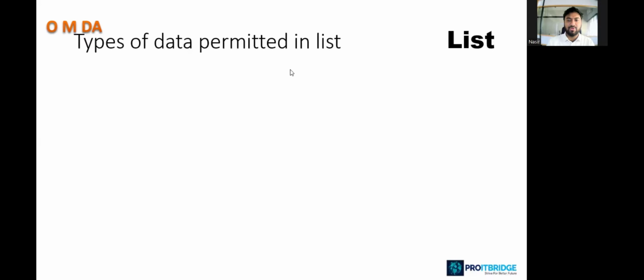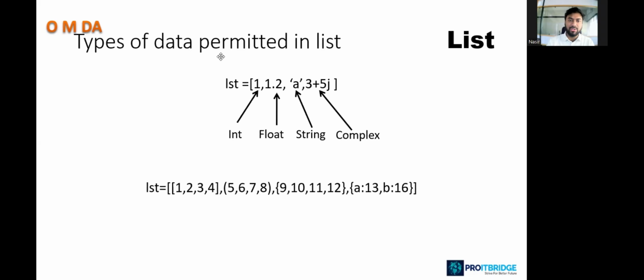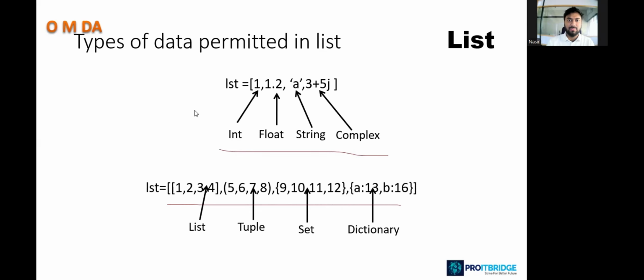Right, now the types of data permitted in list. So what are all the different data we can define in a list? Because list is what? It is a collection of elements. It is a collection of data. That means we can have different data types within the list itself. What are all the data types? So it supports all the basic as well as advanced data types. Okay, list supports all the basic as well as advanced data types.